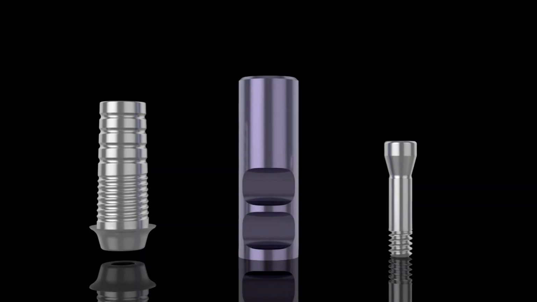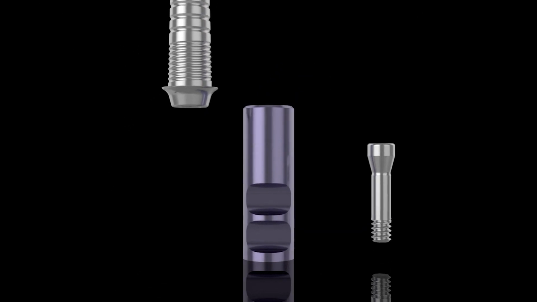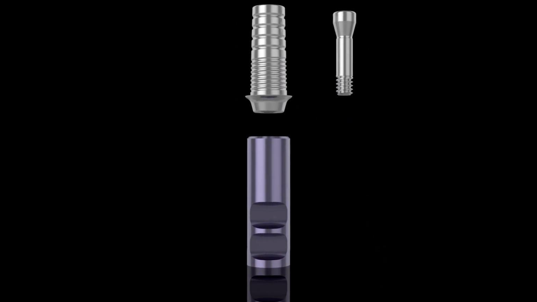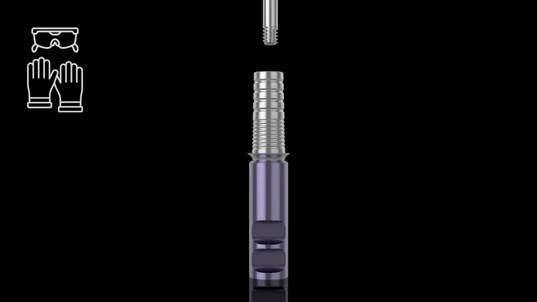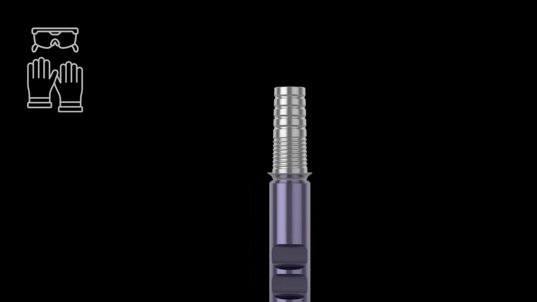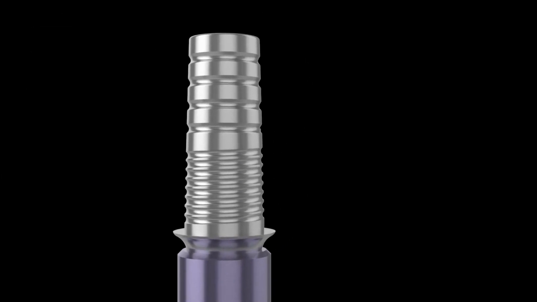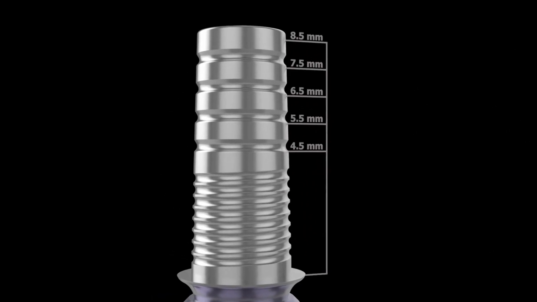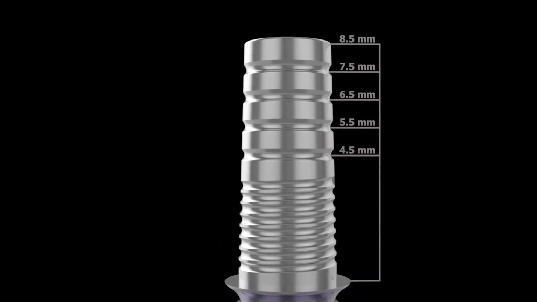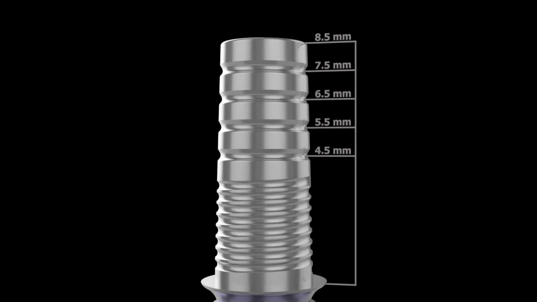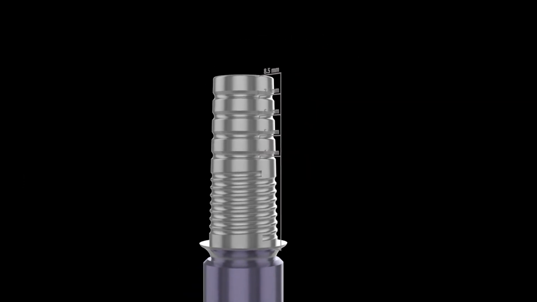In order to facilitate the shortening of a titanium base, fix it to the laboratory analog with a laboratory screw. During the shortening process, wear protective gloves and goggles. Depending on the required length, the titanium base can be shortened at 4 different sizes. The chimney must not be lower than 4.5 millimeters.